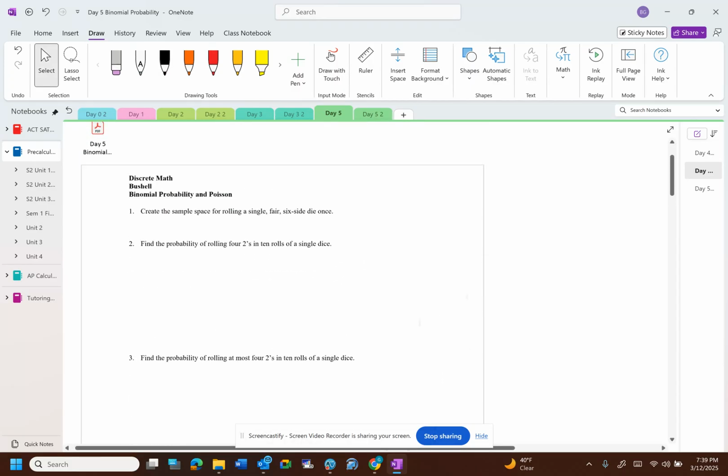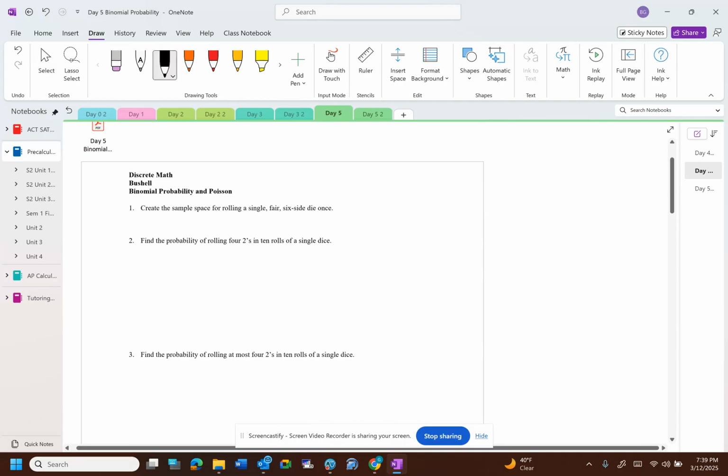So you should be able to do these 3 problems. These should be fairly straightforward. They're just basic probability problems. See if you can figure those 3 out. I will post the answers, not the work, but I'll post the answers so you can check your work with them. All right. So you can look.